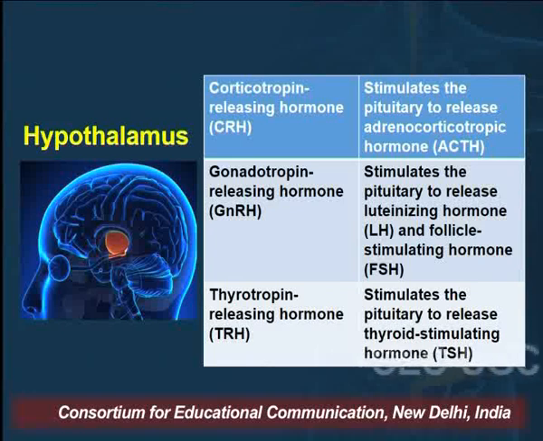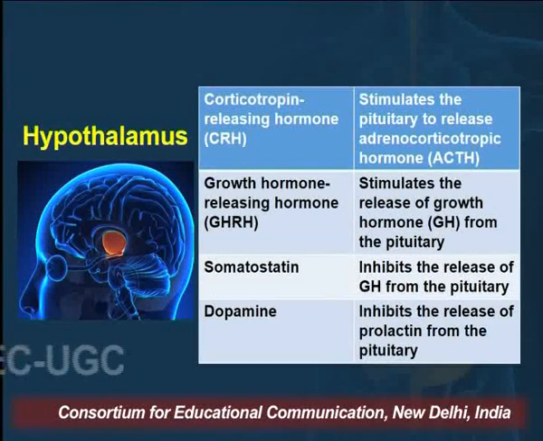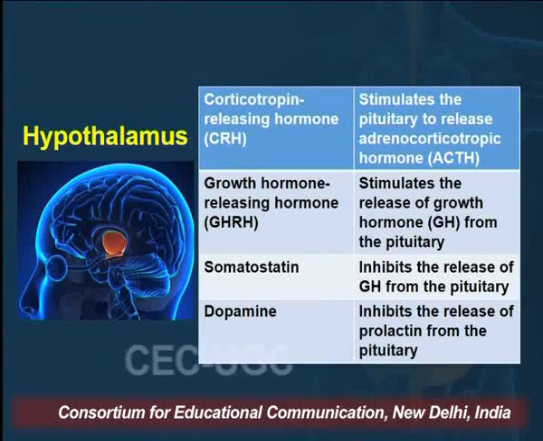Then the third hormone released by the hypothalamus is thyrotropin releasing hormone, which stimulates the pituitary gland to release thyroid stimulating hormone. Then the corticotropin releasing hormone stimulates the pituitary to release adrenocorticotropin hormone. Then growth hormone releasing hormone stimulates the release of growth hormone from the pituitary gland.